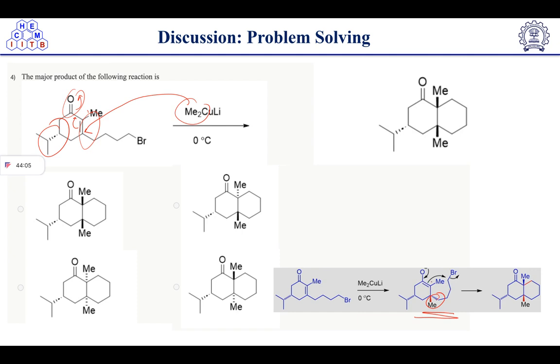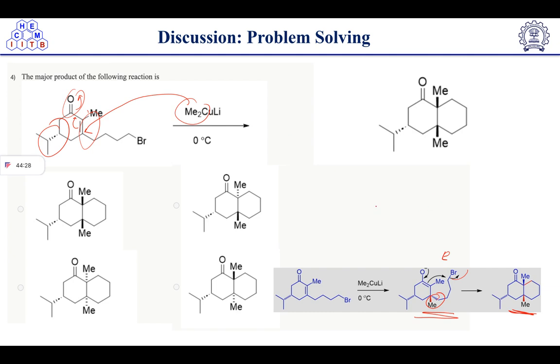Now after this attack we will get this type of intermediate. Now the oxygen ion will push a pair of electrons here, and now this will trap the electrophile, right? We have discussed that it will trap any electrophile, so it will attack intramolecularly on this one, and Br minus will knock out. So that's why it will form the cyclic ring. So this is the correct answer.